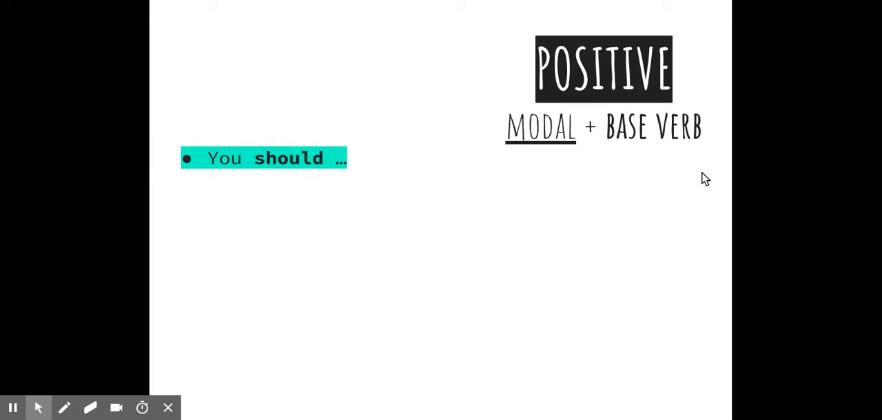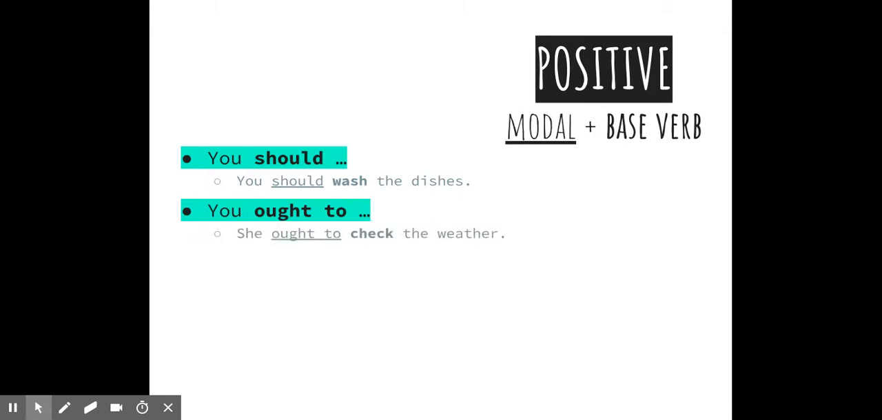Okay, so how do we make these sentences? Right, we use the modal plus the base form of the verb. So words like, you should wash the dishes. Should, the modal, wash, the base form of the verb. You ought to. She ought to check the weather. Ought to, modal, check, base form of the verb.